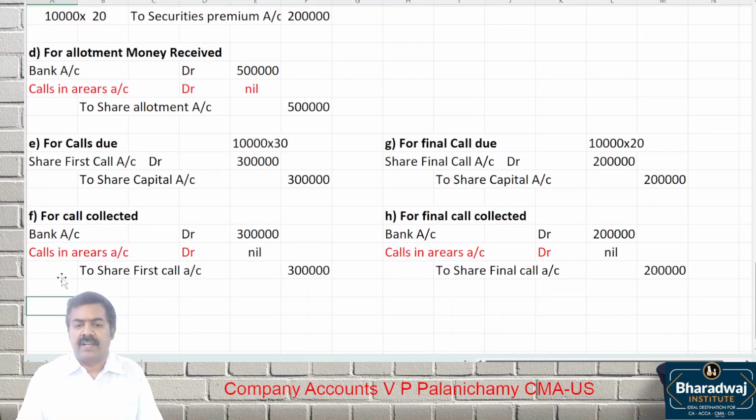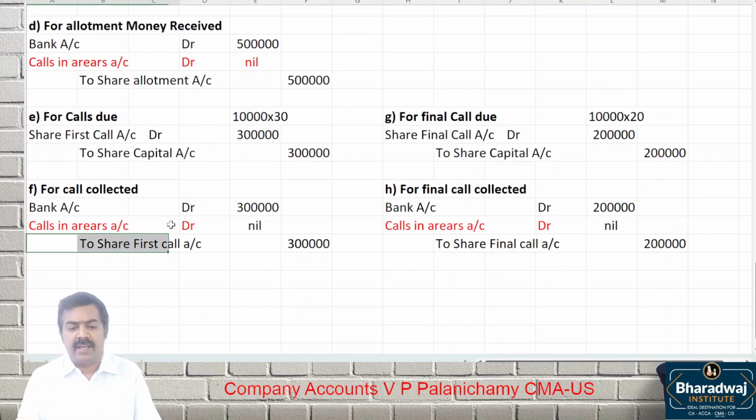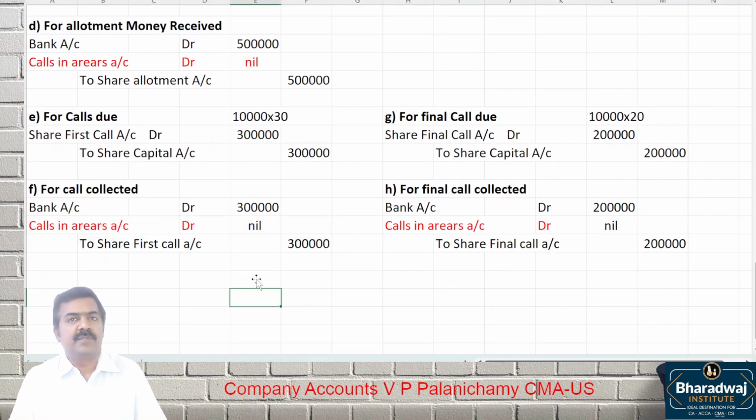Can the shares be cancelled? If you don't pay calls in arrears, they will give some reminders. If you are not able to pay the money, what can they do? They can cancel the shares. That's called forfeiture of shares.